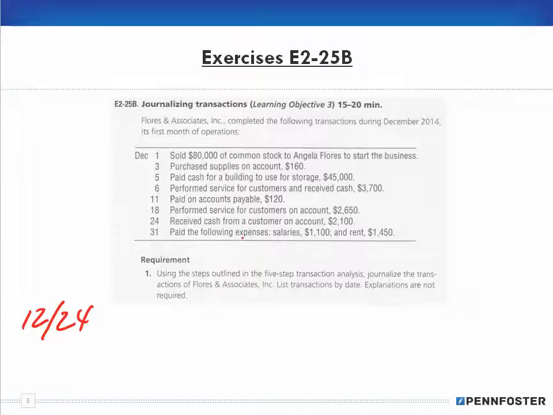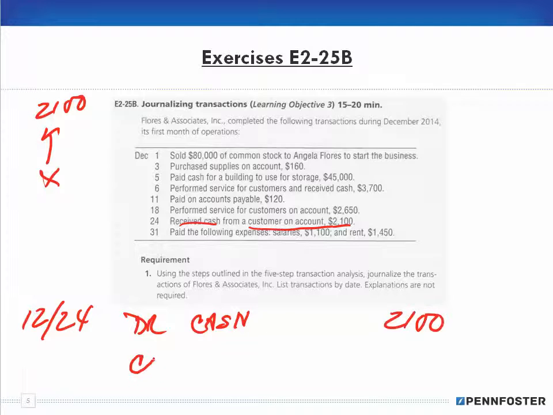12-24. Received cash from a customer on account for $2,100. So am I affecting cash? Yes. Is my cash increasing? Yes, it's increasing by $2,100. So that means I'm going to debit cash because I'm receiving it for $2,100, and I credit something else.